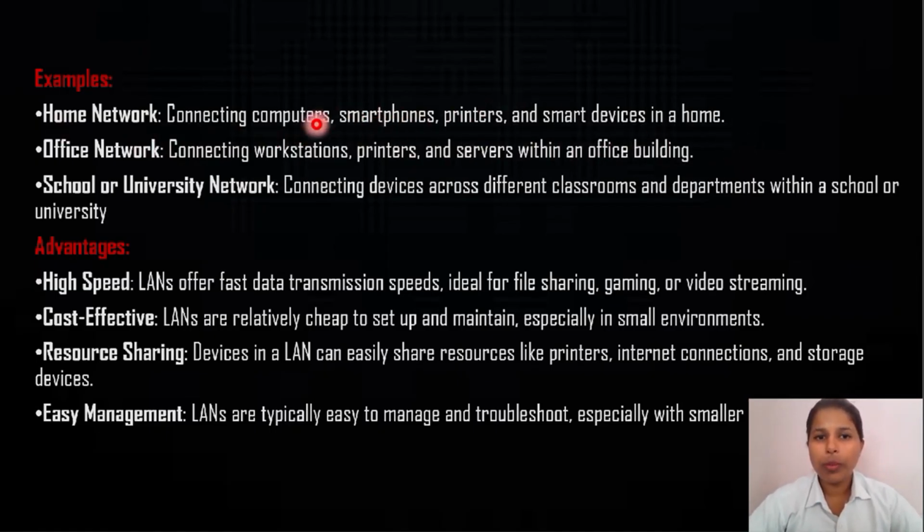If there is Wi-Fi, we can connect to our computer, also with our smartphone, and if we have a printer and other smart devices, we can connect them to that. So that is one example of a LAN. And an office network: if you are working in an office, we can connect workstations, printers and servers within the office building. Within the building that we can connect, that is the LAN, the local area network.